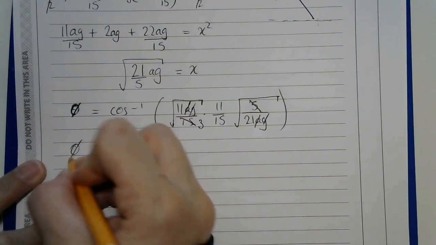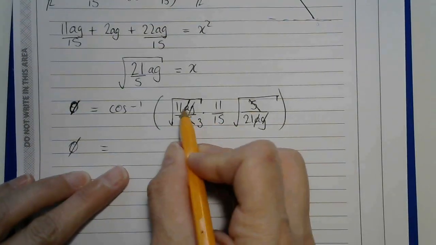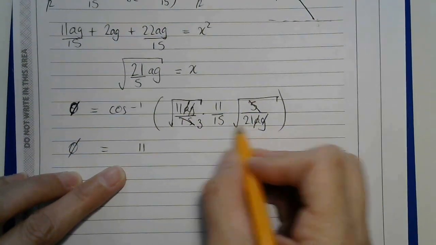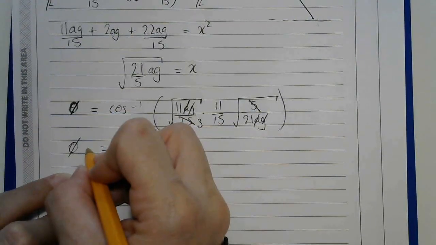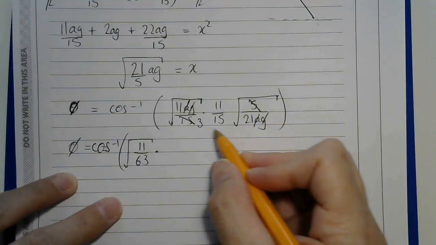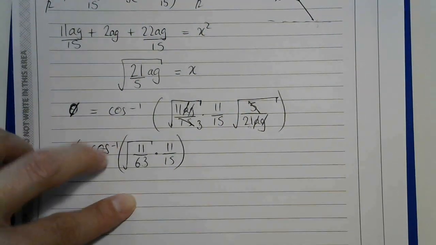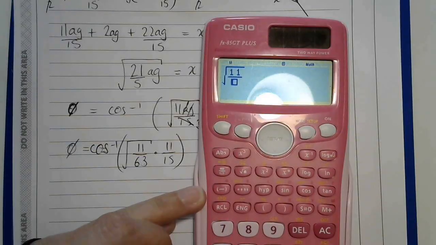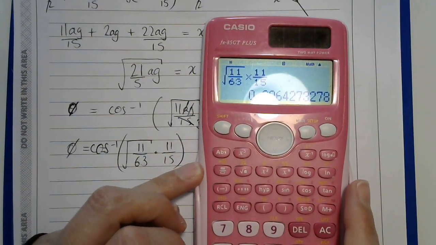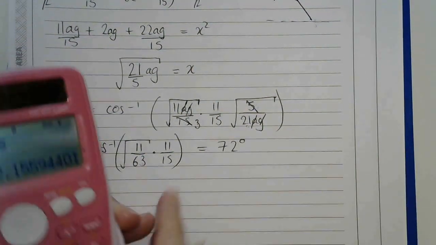So this is a bit of a mess, but basically I can either just stick all of that in my calculator to work out the angle, or just tidy it up a bit. All the things in square roots: on the top I've got 11, on the bottom I've got 3 times 21, which is 63, and that's in a square root, multiplied by 11 over 15, and I've still got the inverse cos. Popping that into my calculator, I've got the square root of 11 over 63, and then outside of the square root I've got 11 over 15, and inverse cosine of that value, 0.3, gives me 72 degrees to the nearest degree.